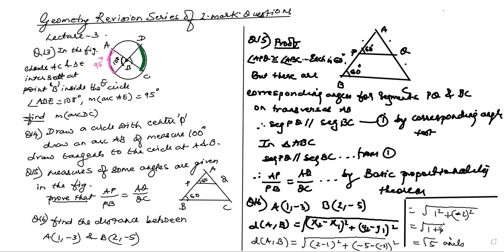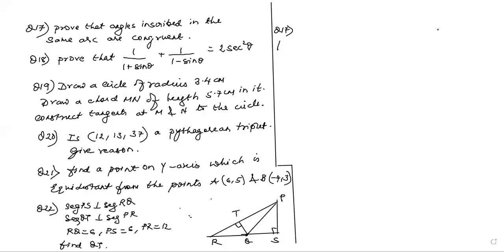Okay, now we go to the next question, children. Question number 17, children. A very simple question. Prove that the angles inscribed in the same arc are congruent. Children, angles inscribed in the same arc are congruent.